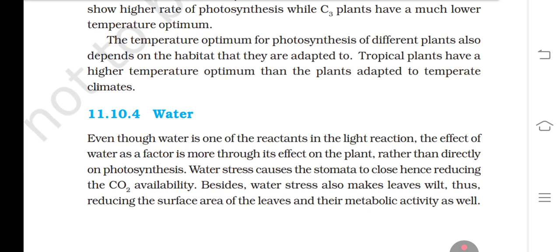habitat that they are adapted to. Tropical plants have a higher temperature optimum than plants adapted to temperate climate.